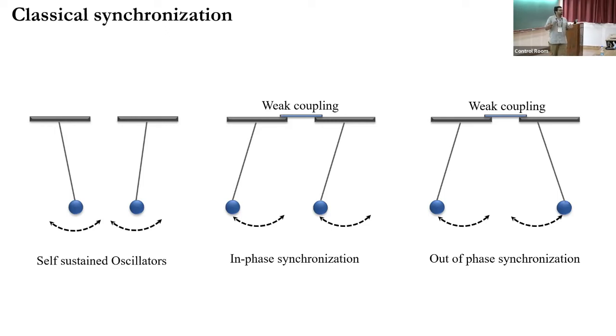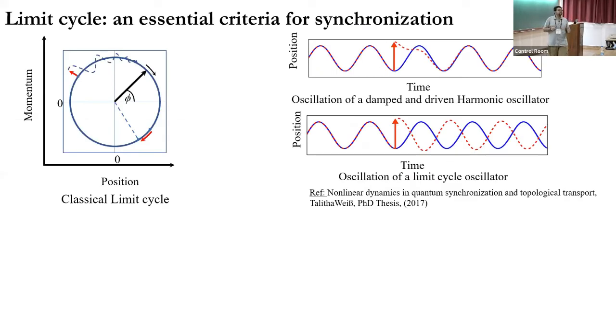People observed this many years ago; Huygens observed this. We can observe many such natural phenomena. The basic criterion to synchronize a classical system with an external field or another oscillator is to have a stable limit cycle. A stable limit cycle is a closed loop in phase space such that any amplitude perturbation will not affect the cycle, but any phase perturbation will remain forever with the cycle. So basically the limit cycle is phase insensitive.